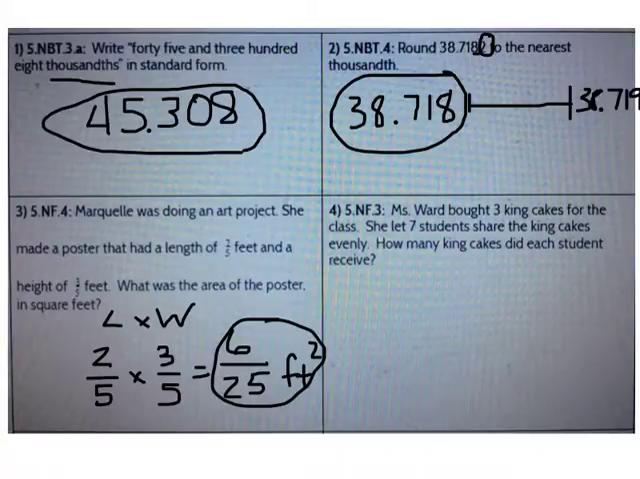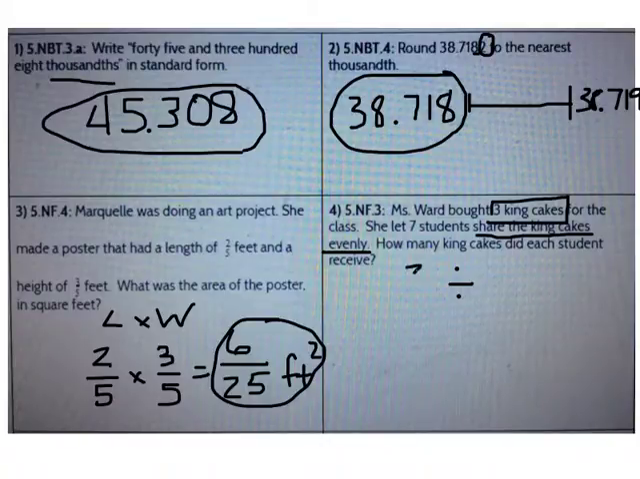Let's do number 4. Miss Ward bought 3 king cakes for the class. She let 7 students share the king cakes evenly. How many king cakes did each student receive? First, when I have a word problem, I need to decide what operation I should use. What operation should I use to solve this word problem? I need to use division because students are sharing the king cakes evenly. What's being split up in this problem? The 3 king cakes are being split by 7 students.